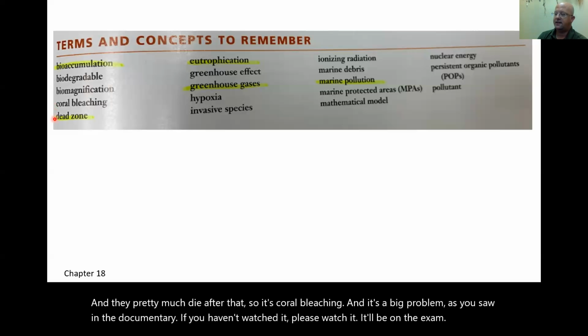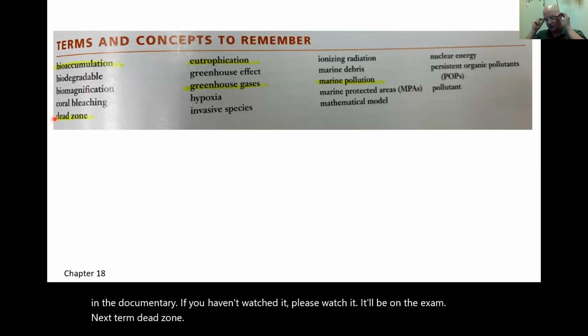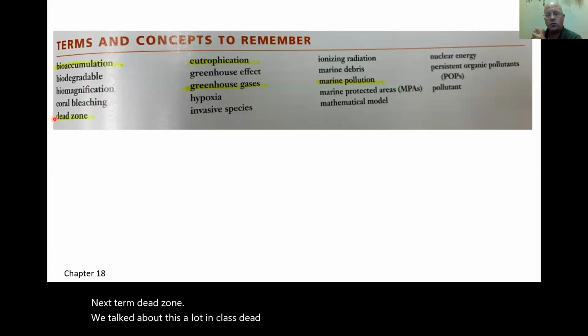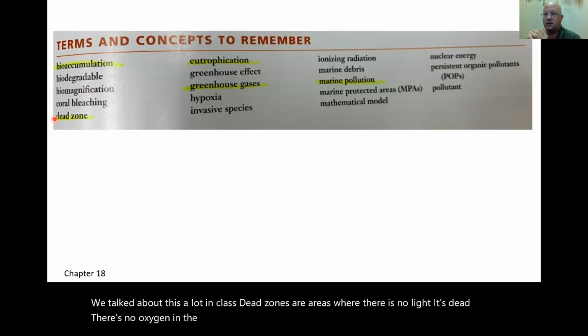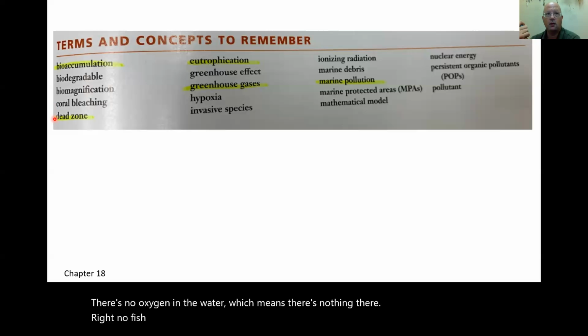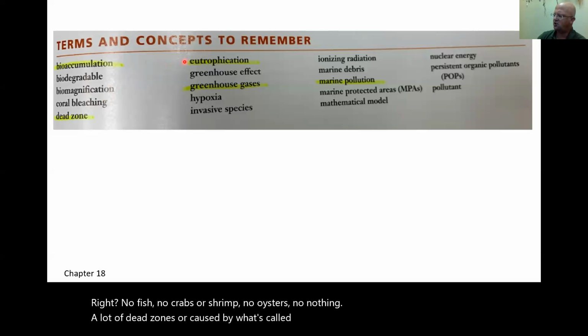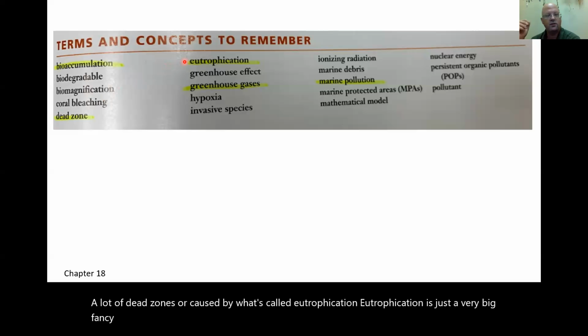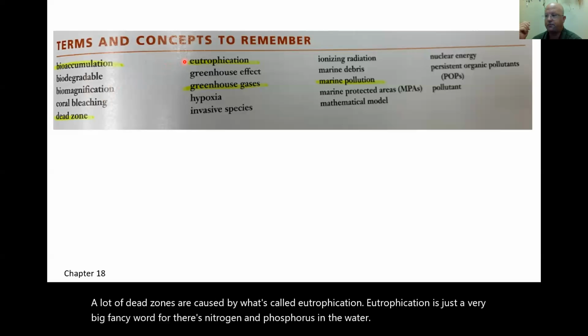Next term, dead zone. I talked about this a lot in class. Dead zones are areas where there is no life. It's dead. There's no oxygen in the water, which means there's nothing there, right? No fish, no crabs, no shrimp, no oysters, no nothing. A lot of dead zones are caused by what's called eutrophication. Eutrophication is just a very big fancy word for there's nitrogen and phosphorus in the water. That's pretty much what it is.